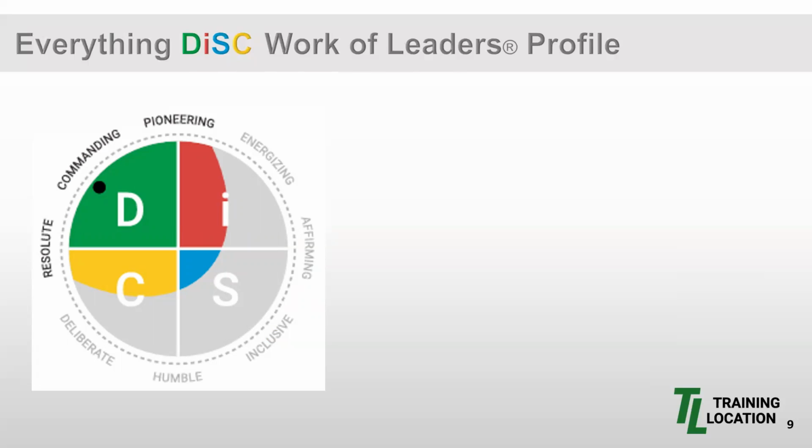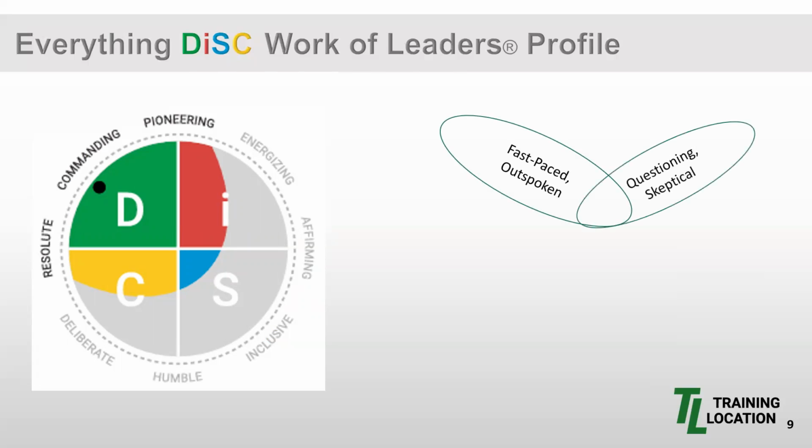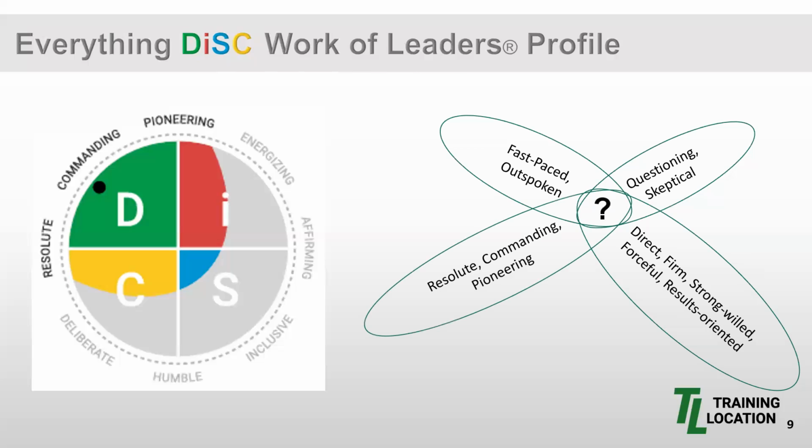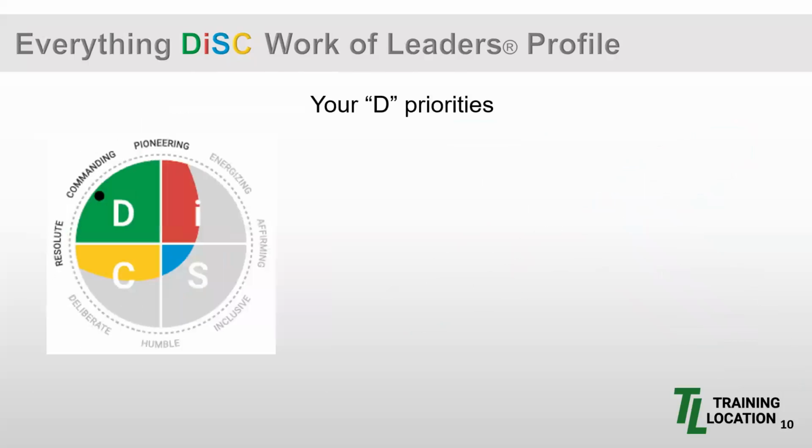So now we have not only identified his D-styled traits from the previous slide, but we also know his priorities. Let's see what we know so far about Michael in kind of one picture. Behavioral dimensions of fast pace and outspoken, as well as questioning and skeptical. Traits of the dominant style, including direct, firm, strong willed, forceful, and results oriented, and work a leader's priorities, including resolute, commanding, and pioneering. So let's see what the work of leaders profile tells Michael about this information and, again, what action plan can result.